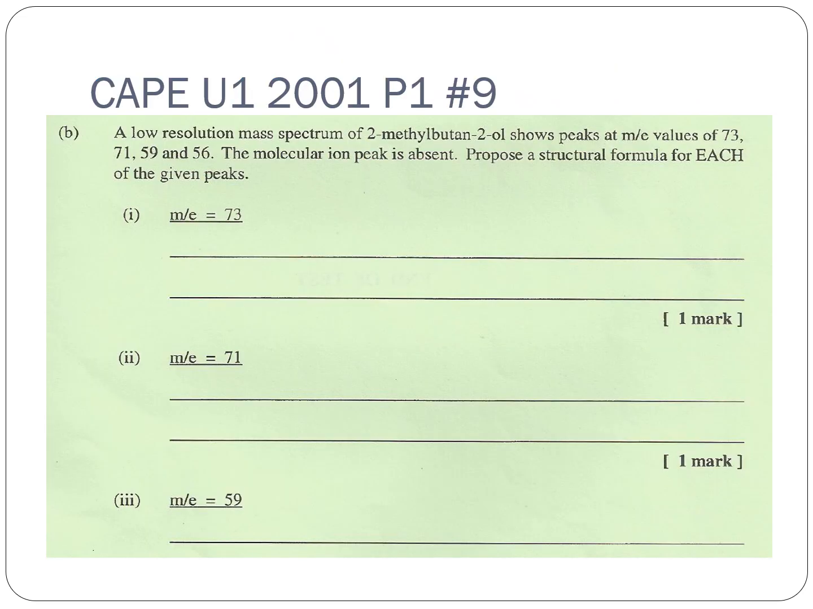So let's look at this example here. The question has asked us to identify the peaks. So they've given us a low resolution mass spectrum of 2-methylbutan-2-ol showing peaks at a mass to charge value of 73, 71, 59 and 56. The molecular ion peak is absent. Propose a structural formula for each of the given peaks.